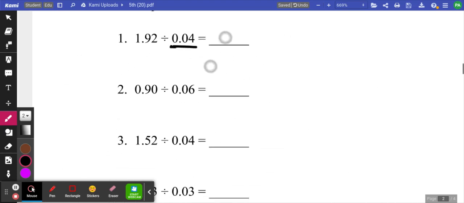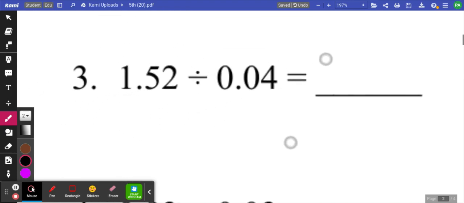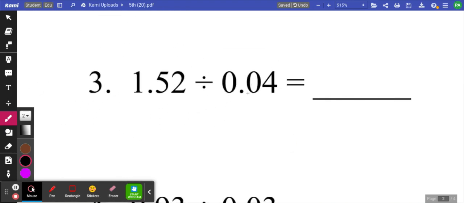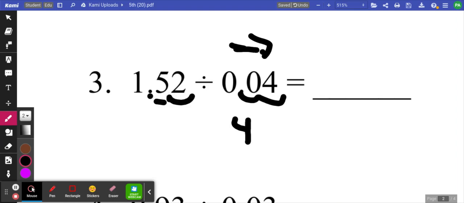So for example, let's look at number 3. Obviously you're not going to want to divide with this decimal, so you're going to turn it into a whole number. How? By moving the decimal twice to the right, because when you go right, the number becomes bigger. So you're going to go 1, 2, and now it's a whole number of 4. However, what you do to one side, you do to the other, so you will also have to do it to the 1.52. 1, 2 to the right, and it becomes 152.